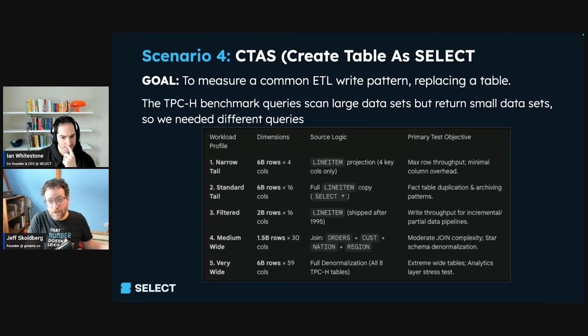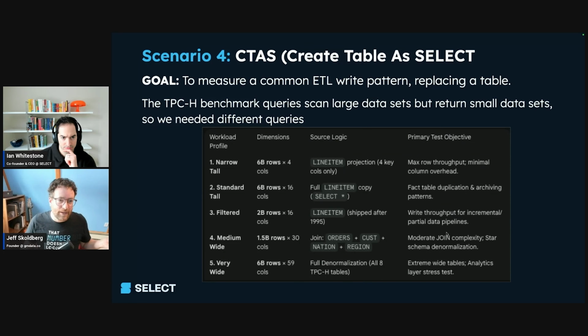Now, here we needed to use different queries because the benchmark queries, those 22 standard queries, even though they scan large data sets, they return small data sets. So the writing of the data was negligible, and it was almost the exact same amount of time as just selecting the data. So we needed to come up with some different CTAS queries, which would write a lot of data in order for this to be meaningful at all.